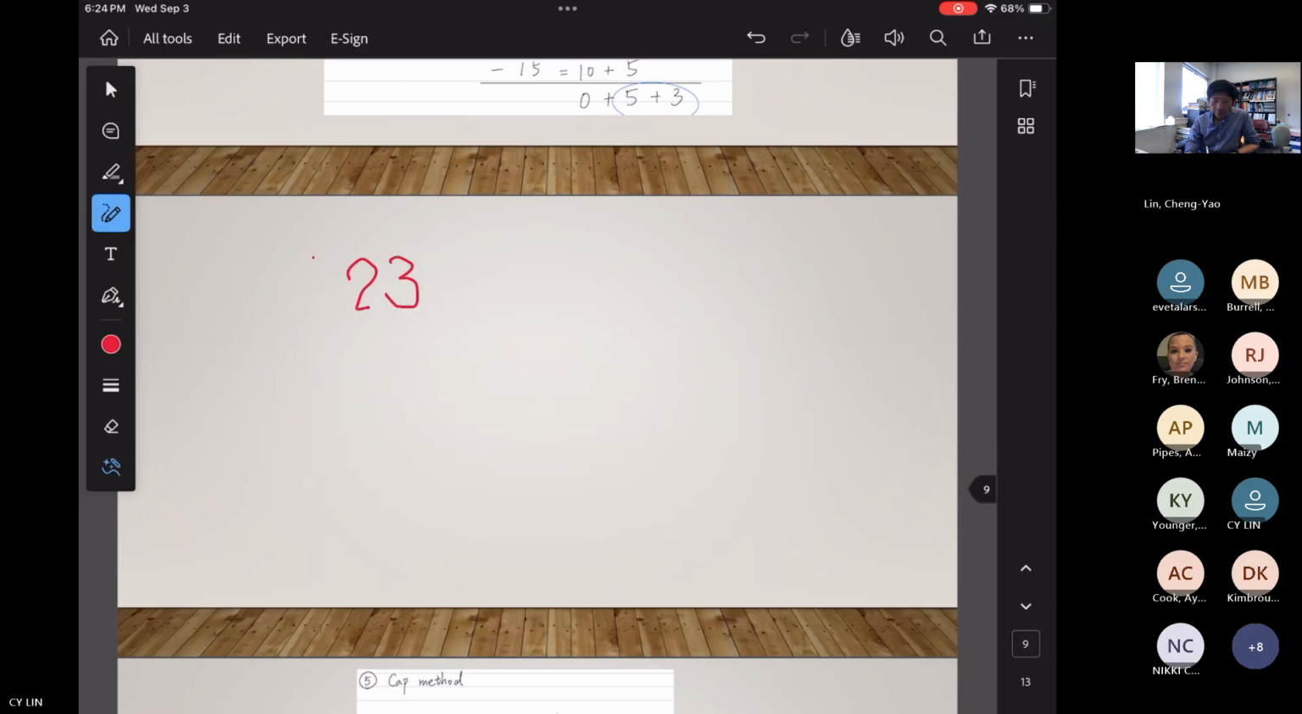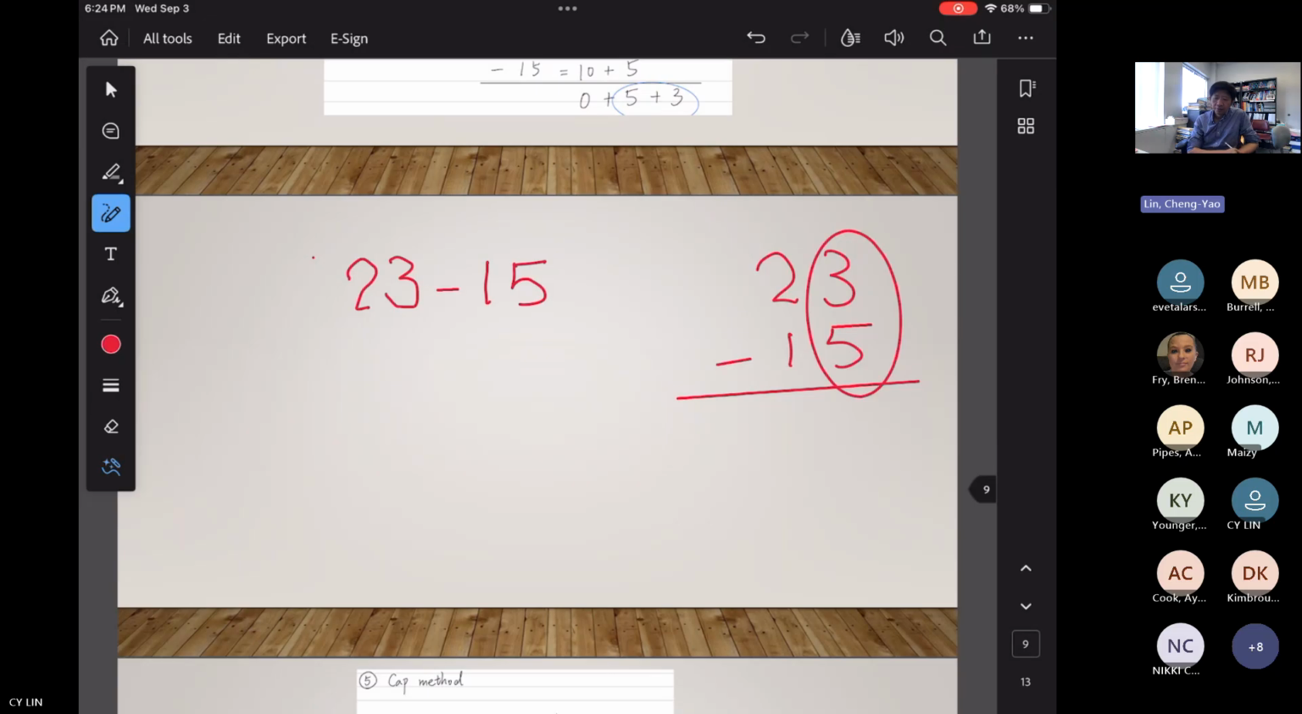23 minus 15. Look, students always have problems with "not enough." And how can we help them with not enough? We can do the regrouping, we can do the decompose. I think the effective way is to do the decompose. That helps them to see the picture.